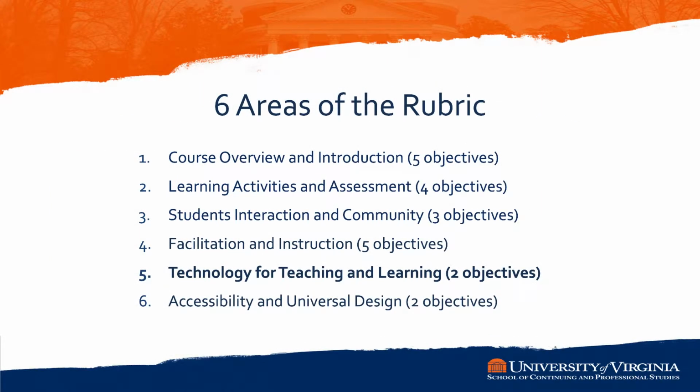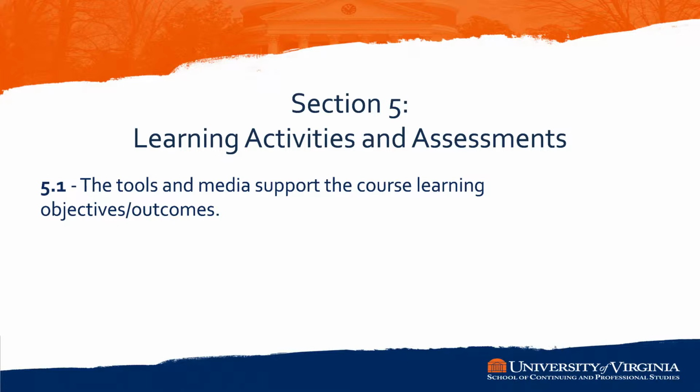During this video, we will be looking at some examples of how an online course can be designed to meet the various objectives contained in the 5th section of the Course Design Rubric, Technology for Teaching and Learning. Section 5 of the Course Design Rubric is made up of two objectives.